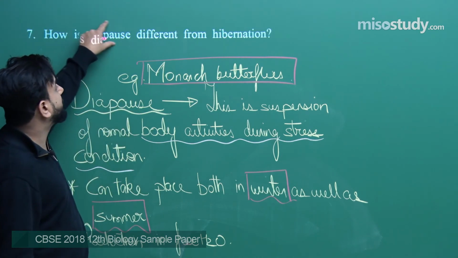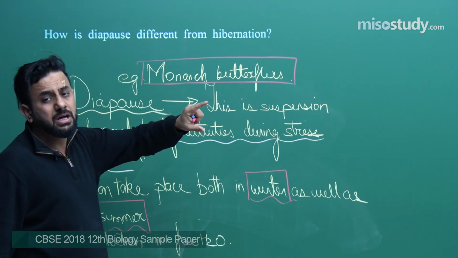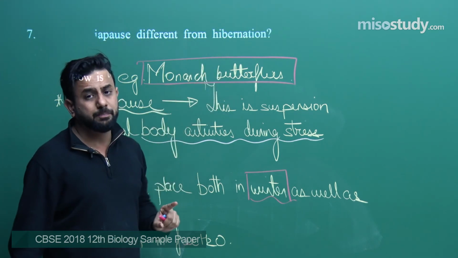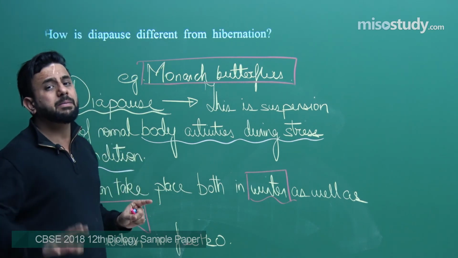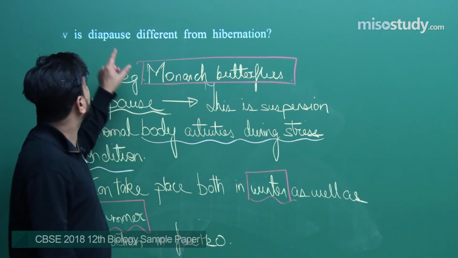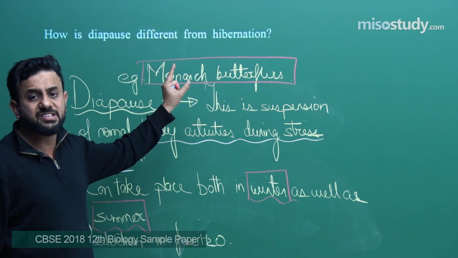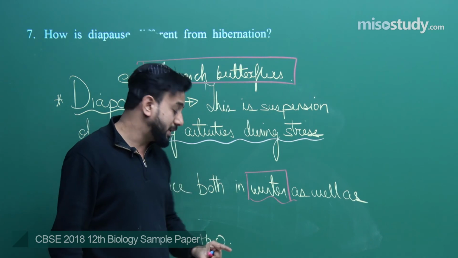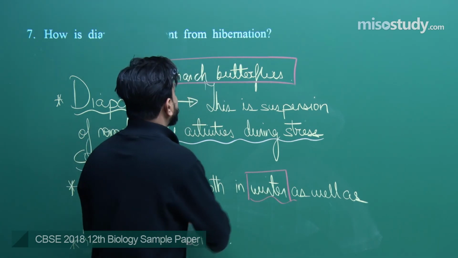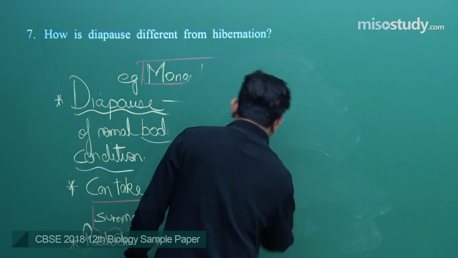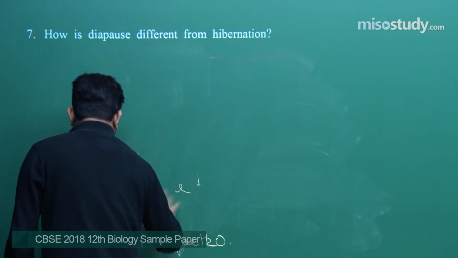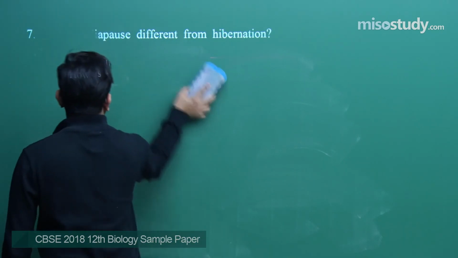Also, there is a reduction in free water in diapause, not anything like that in hibernation. But that's a supplementary difference. The main difference is that in diapause, in both summer and winter, activities will be suspended, whereas during hibernation only during the winter season the activities will be suspended. So I'll write this once again.